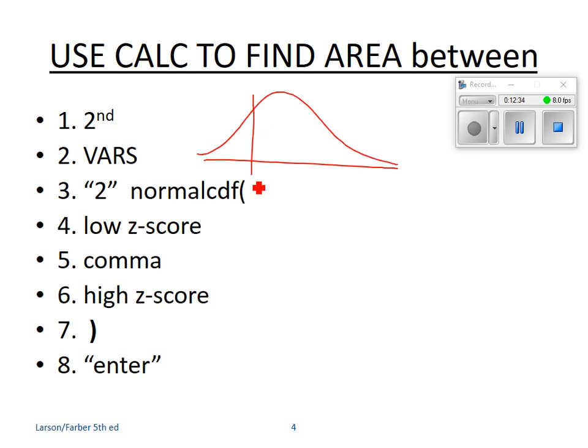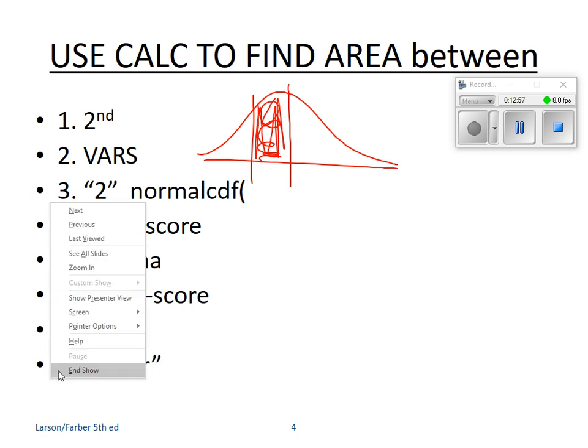And then if we want area between two z-scores, so something like this, we want that area. Do the same thing, you just put in the low z-score, the high z-score, punch it into your calculator. Remember, you're always going to second vars. I should have mentioned that at the beginning. Second vars, normal CDF, and then you punch all that in. So that's just going back over the stuff that we covered last week.